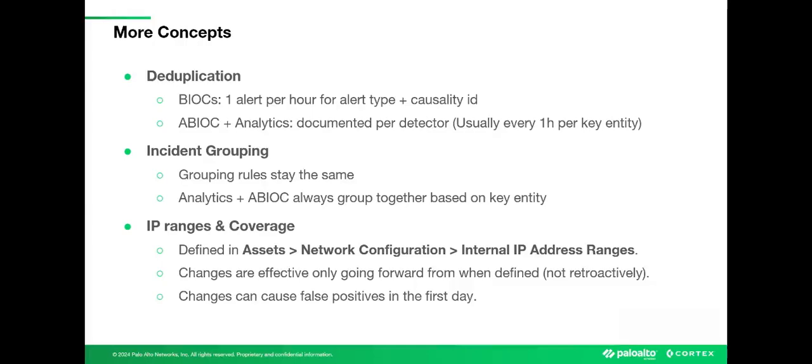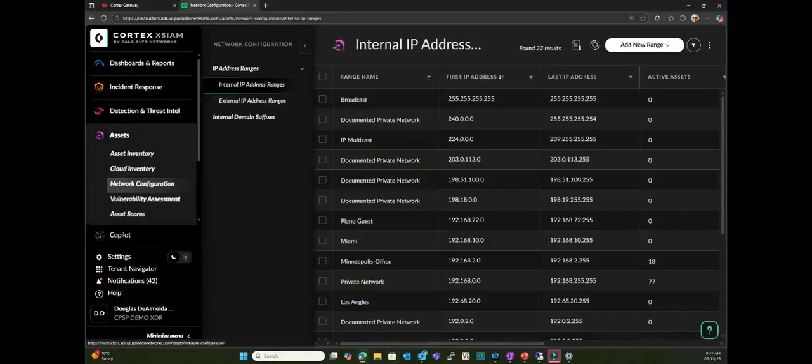And finally, IP ranges. There's an option on XIAM where we identify internal IP ranges from our network and internal domains, right? So if you go here under assets, you go to network configuration, right?